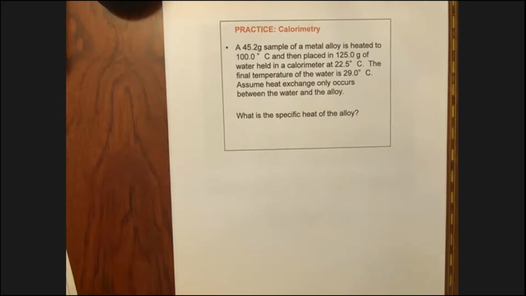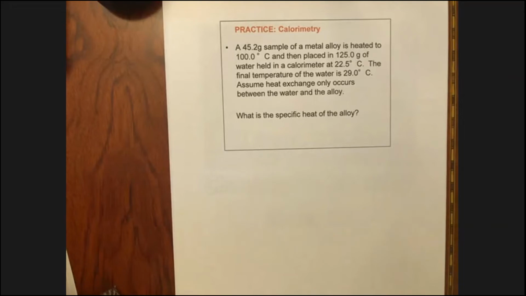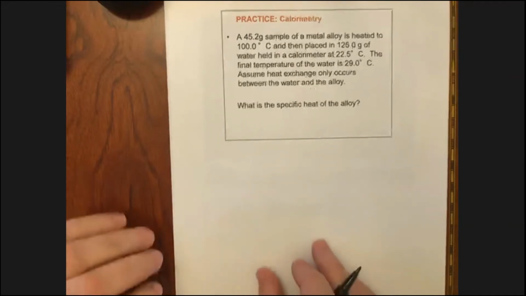Okay, what is the specific heat of the alloy? Remember that we told you that the specific heat is a property that tells me essentially how much energy it takes to increase the temperature of a substance by 1 degree Celsius. And we said that different substances have different specific heats. We showed you a table with values, but we never told you, how do you find that? Well, this is a typical experiment. So let's go ahead and set up our problem here.